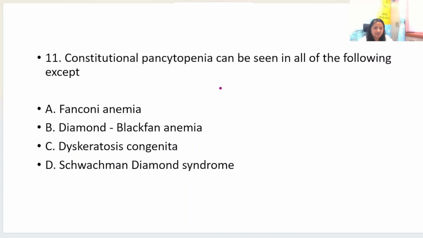Constitutional pancytopenia can be seen in all of the following except Fanconi anemia, Diamond-Blackfan anemia, dyskeratosis congenita, and Shwachman-Diamond syndrome. Constitutional pancytopenia can be seen in Fanconi, dyskeratosis congenita, and Shwachman-Diamond syndrome. These are classified into constitutional pancytopenia syndromes. Diamond-Blackfan anemia is not classified into constitutional pancytopenia syndromes, although it is also a bone marrow failure syndrome, but it is not classified into constitutional pancytopenias.